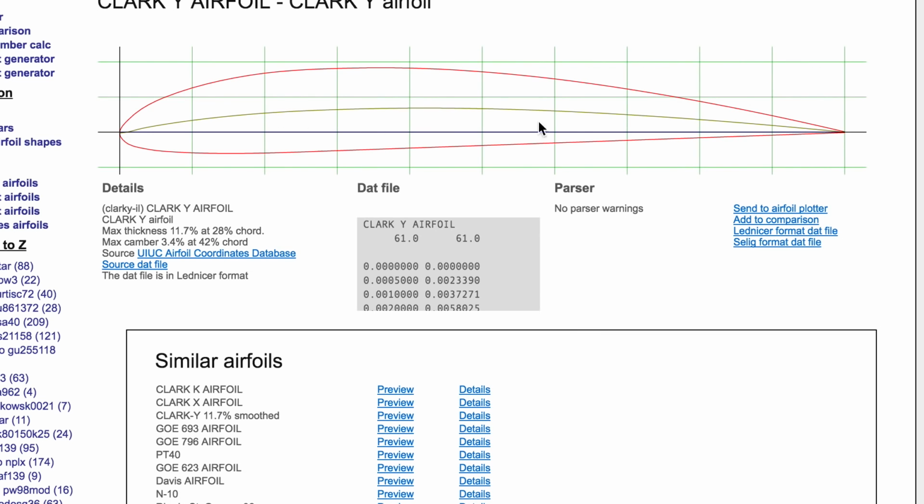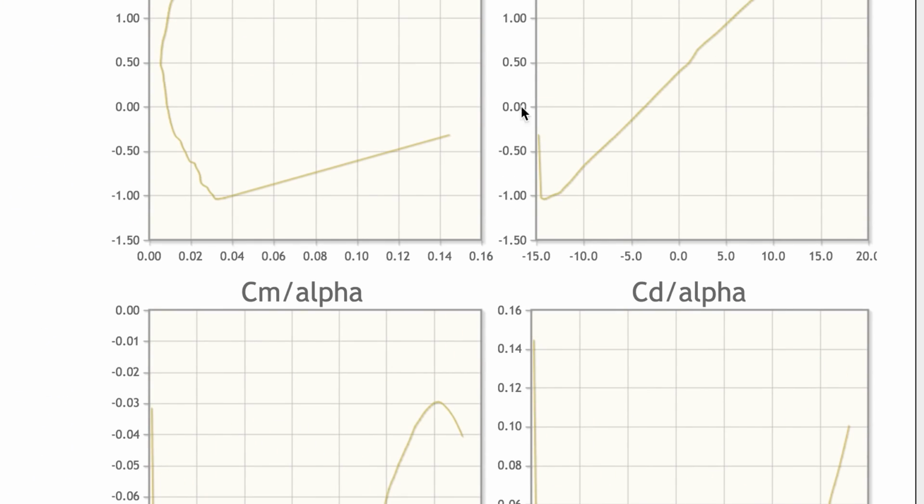Asymmetric airfoils with camber do actually create a little bit of lift at zero angle of attack. You have to reduce the angle of attack a little bit more, to what's called the zero lift line, to achieve zero lift.